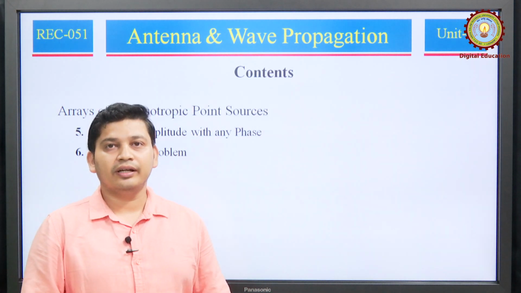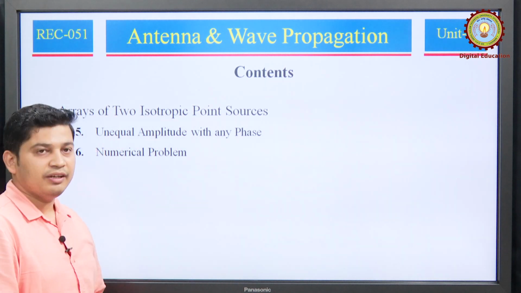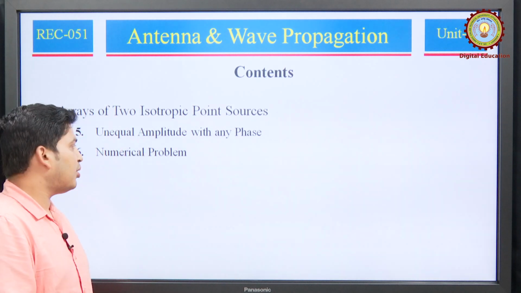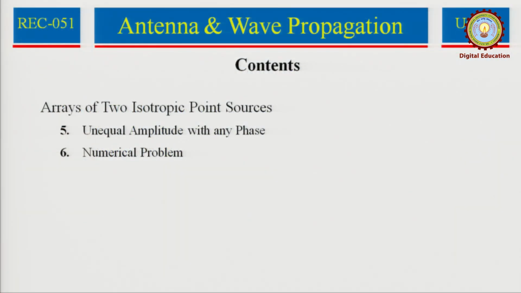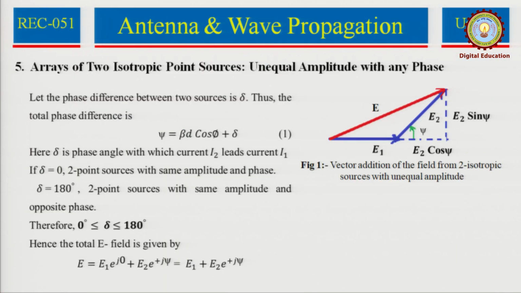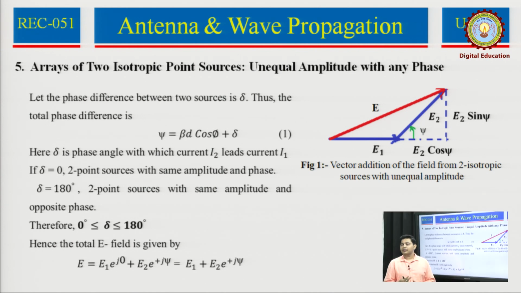Here are the contents: unequal amplitude with any phases, and a numerical problem based on this. First of all, we visualize the generic equation of the total electric field of two isotropic sources which have unequal amplitude. Earlier we had E1 and E2 both equal to E naught. Now, E1 and E2 are different. Initially, the phase difference we defined in the similar way: beta d cos phi plus delta. Delta is the factor which is any phase difference, and beta is nothing but 2 pi by lambda.